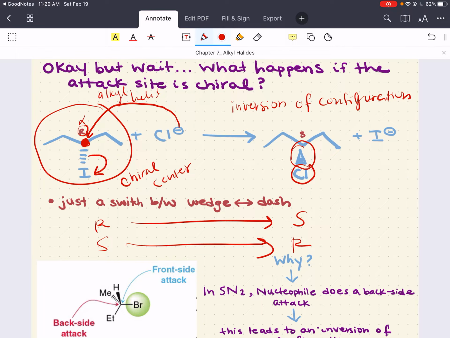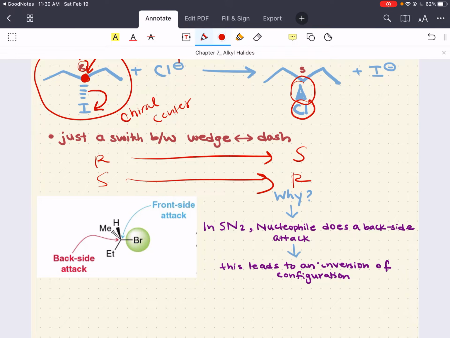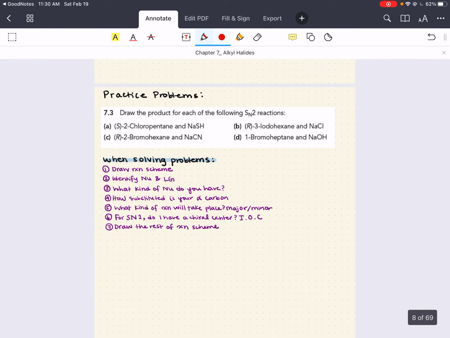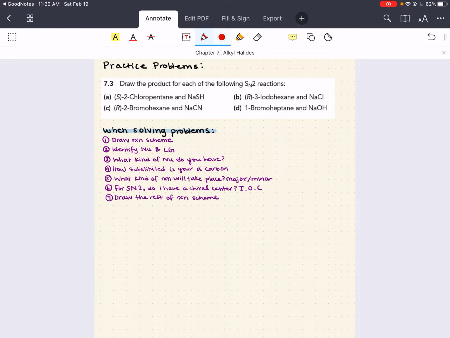Now, the backside attack happens because it's easier for the nucleophile to approach it that way. This has to do with molecular orbitals associated with the molecule as a whole. It allows for efficient overlap between the HOMO of the nucleophile and the LUMO of the electrophile when a backside attack occurs. In other words, you can also think of it as steric interactions, if you will. Now, another thing about SN2, but before we get there, let's do a few practice problems. This is good, we need to do some practice problems.